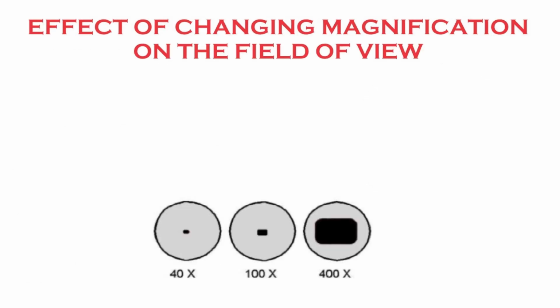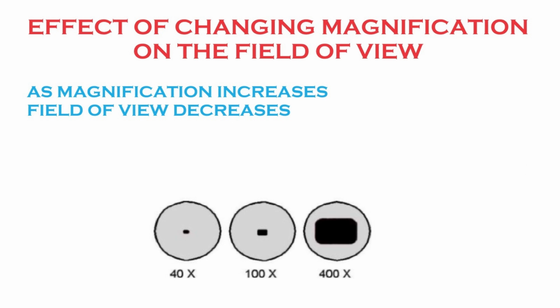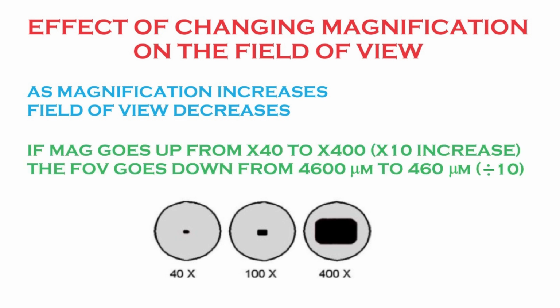Okay, so the effect of magnification on the field of view. As magnification increases, the field of view decreases. So if the magnification goes up from times 40 to times 400, which is an increase of times 10, then the field of view must go down from 4,600 to 460 because it's been divided by 10. When we increase the magnification, the object we're looking at doesn't increase in size. We just see it larger.